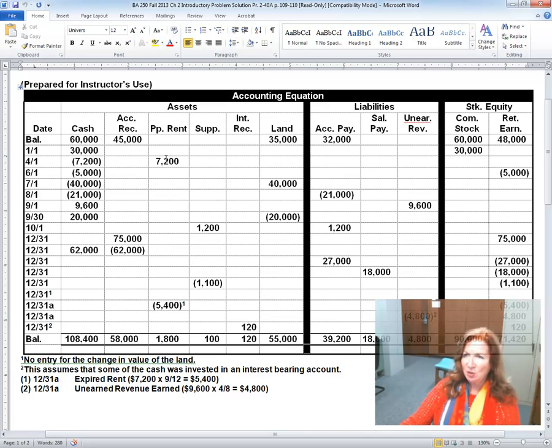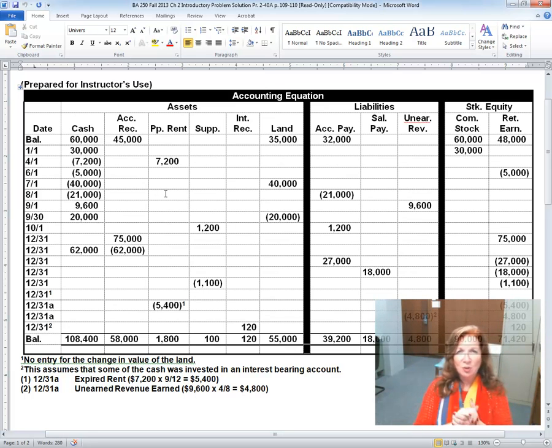Unexpired rent for $7,200. Oh, way back up in April. I'm sorry, I didn't catch that as I was reading right at the first. Paid $7,200 in advance for 1 year's lease of office space. So if I paid $7,200 for a year, I divide the $7,200 by 12, and I get $600 a month. And it was done in April.